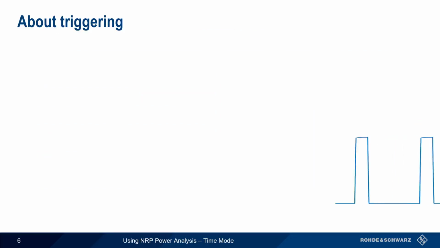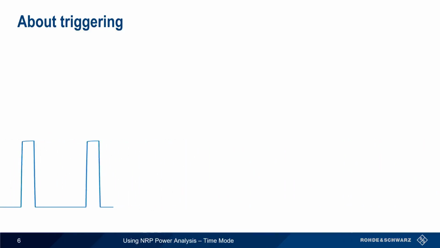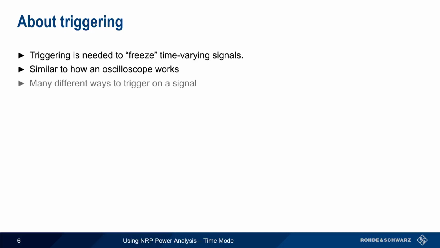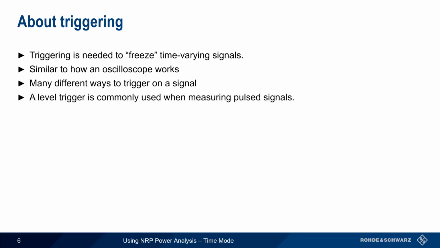In most cases, pulses are being transmitted continuously by the source. In order to freeze and make measurements on these time-varying signals, we need a trigger. If you've ever used an oscilloscope, the concept is very similar. Triggering can be done in different ways, including using an external trigger signal, but a level trigger is one of the most commonly used methods.